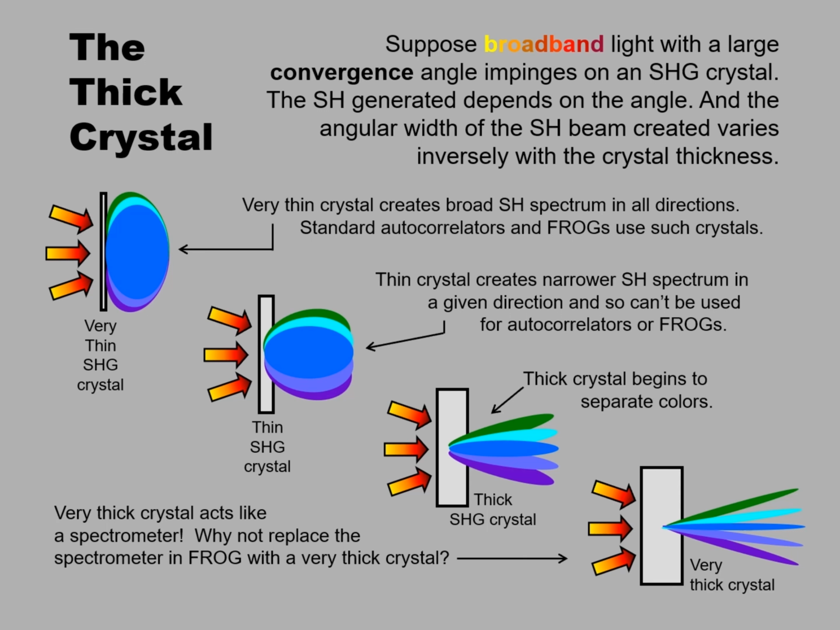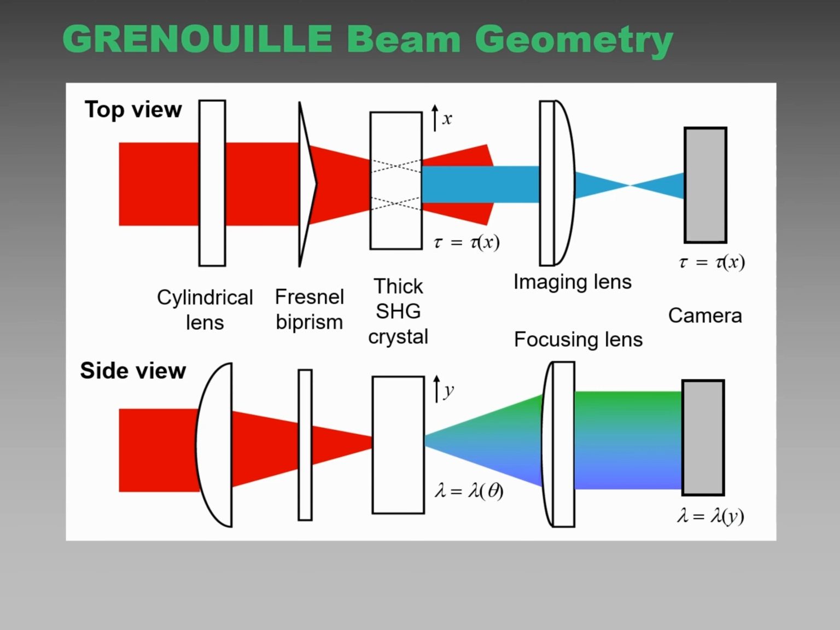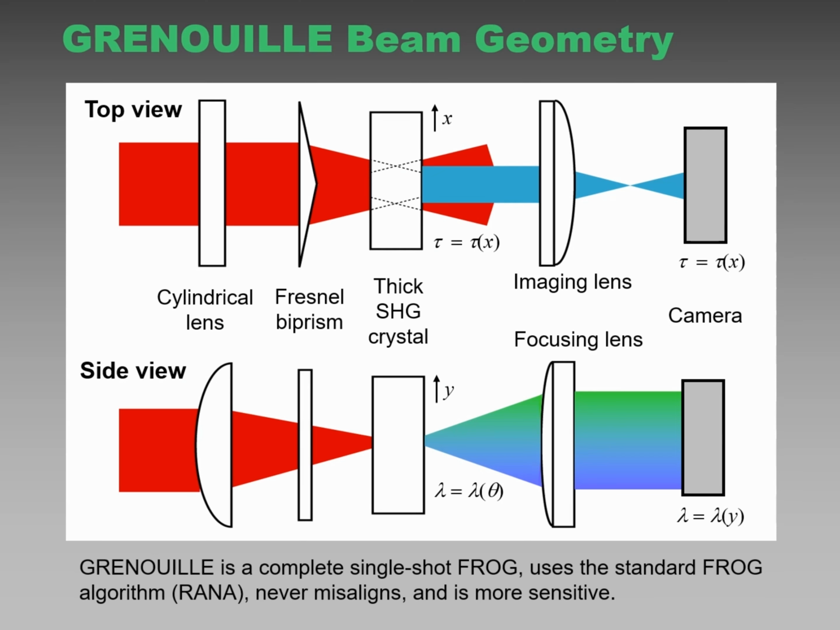For measuring about 100 femtosecond pulses, GRANUI uses crystals a few millimeters thick. So this is the GRANUI beam geometry as seen from the top and the side. It's a complete single-shot FROG that uses the standard FROG algorithm. It never misaligns, and it's more sensitive due to the thick crystal. Nonlinear optical processes scale as the square of the crystal thickness, and it's about 30 times thicker than a typical autocorrelator or FROG crystal. And interestingly, it also measures the first-order spatiotemporal distortions of the pulse. We'll see how this works in a minute.